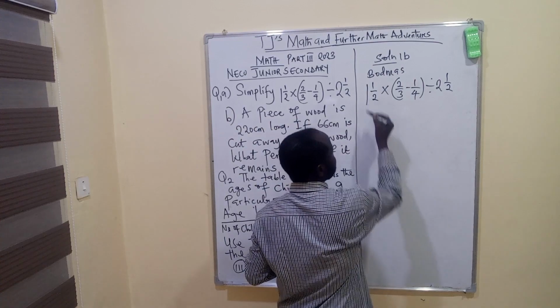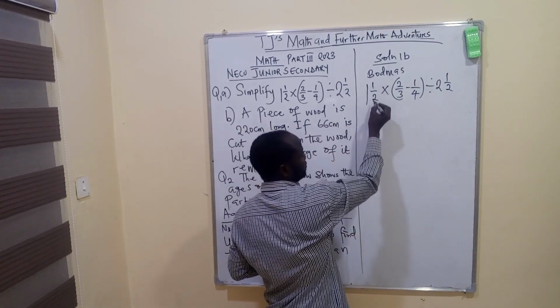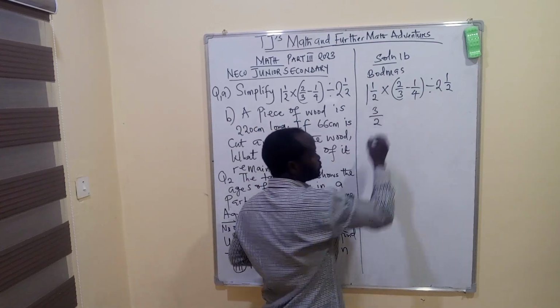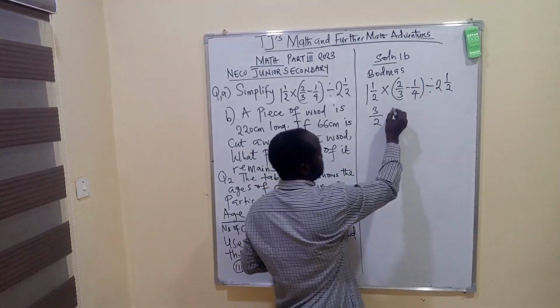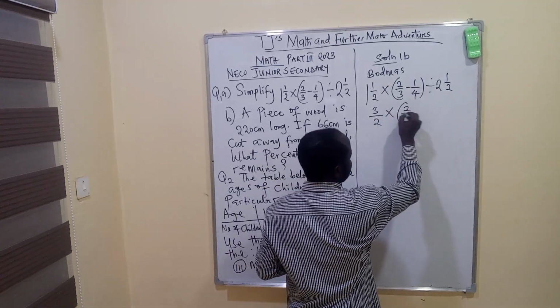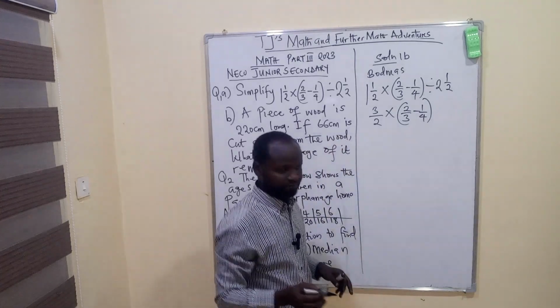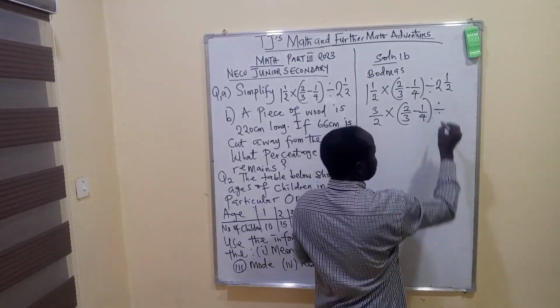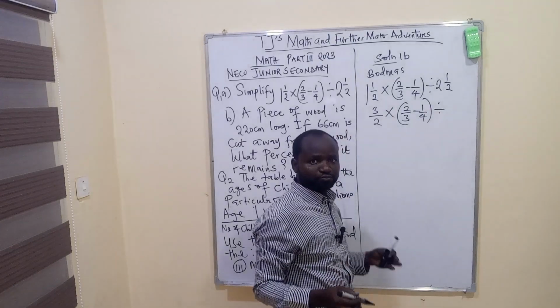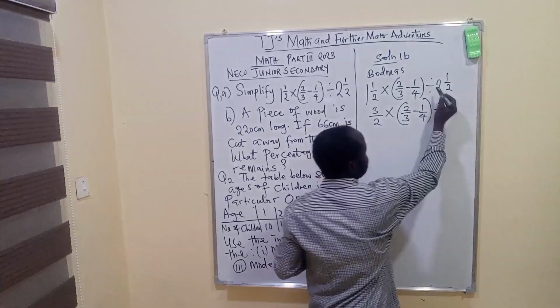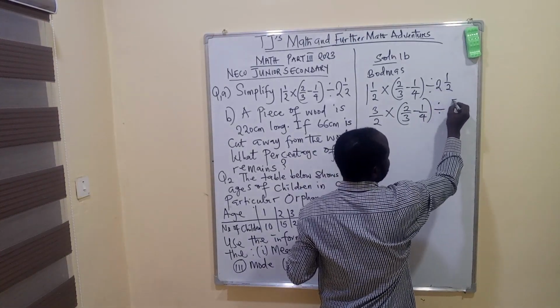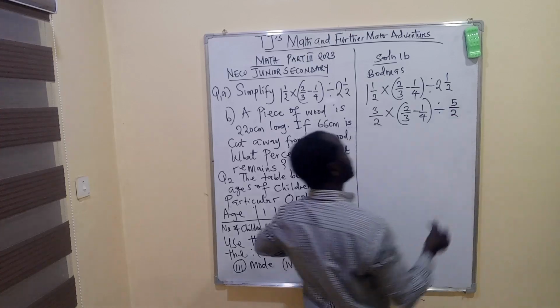Let's change the mixed fraction to an improper fraction. 2 times 1, 2, plus 1, 3. That will be 3 over 2, times bracket open 2 over 3 minus 1 over 4. We close the bracket, divided by, and we change this to an improper fraction as well. That's 2 times 2, 4, plus 1, 5. That will be 5 over 2.